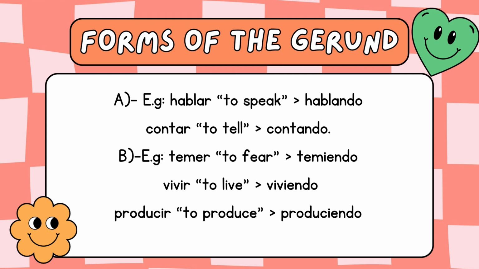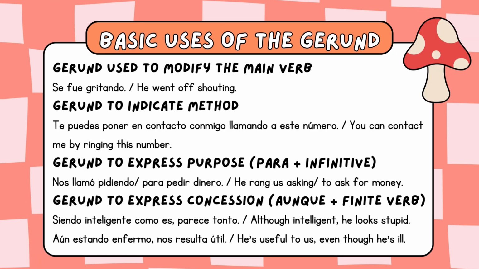Now, taking into account the basic uses of the gerund, we have some different uses we're going to consider. The first one is the gerund used to modify the main verb. In this case, this gerund functions like an adverb. It may be used to indicate simultaneous action. Like, for example, se fue gritando, he went off shouting.